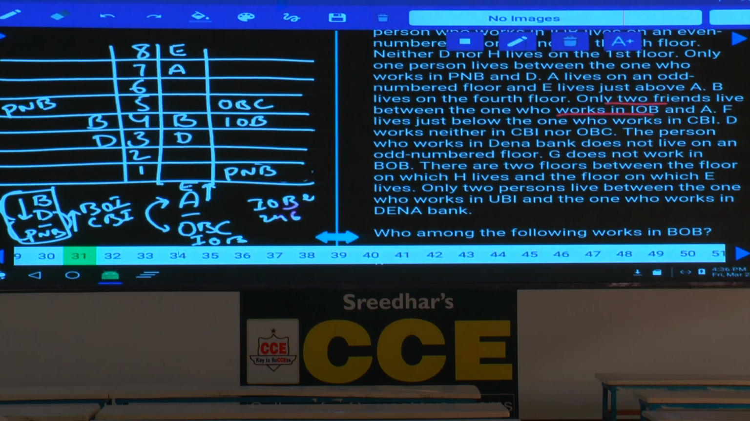Done with this? Now we have taken this information, E, A blank, OBC and IOB. Then OBC lives on either, IOB lives on either 2, 4 or 6. As of now I have taken the 4th floor, and the second possibility can be the 2nd floor.